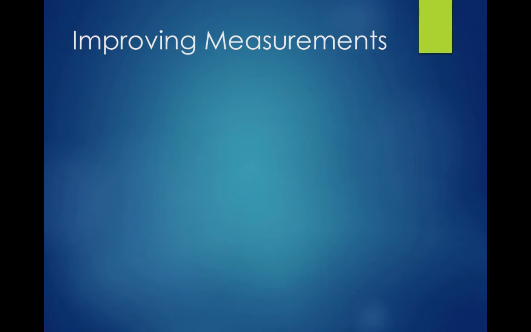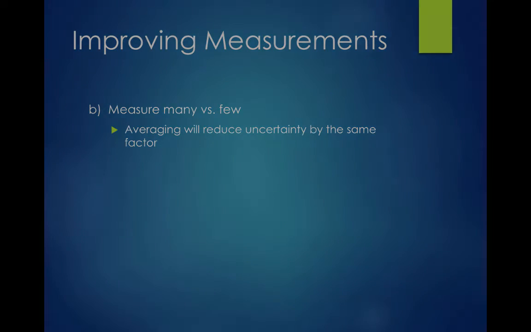Another way to improve measurement is to measure many versus few. Averaging will reduce uncertainty by the same factor. For example, try measuring the thickness of a piece of paper. The measurement using a millimeter ruler would be near impossible to be accurate and precise. The uncertainty alone, using the standard practice of 1/2 the smallest gradation, would be plus or minus 0.5 millimeters.